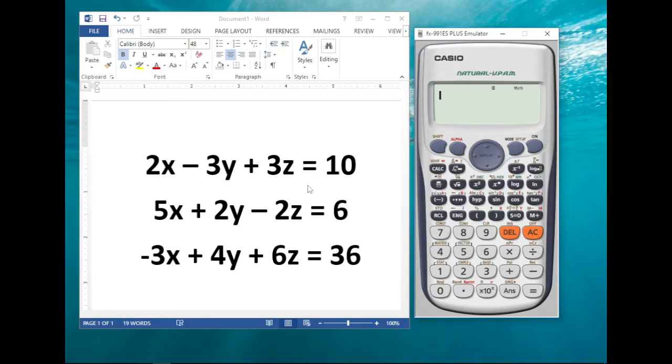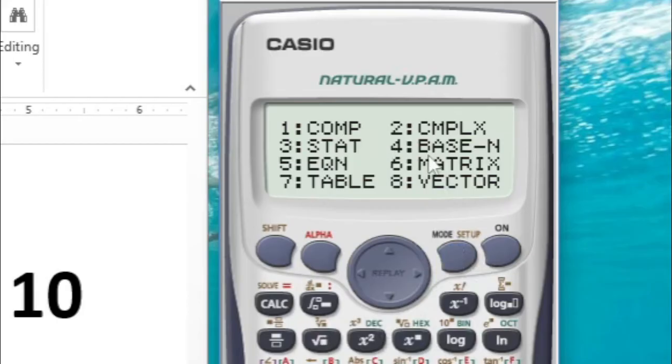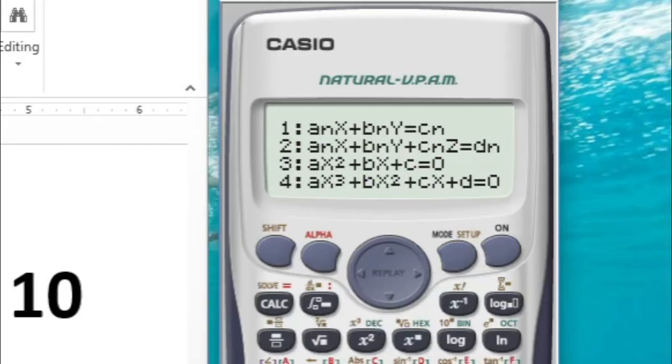So in solving a system of linear equations with 3 variables using your calculator, when you turn on your calculator, it's in the normal math mode. To solve equations with your calculator, we first go to the equation mode. You press your mode button and go to equation. We have equation at number 5 here, so we press 5 to go to our equation mode.